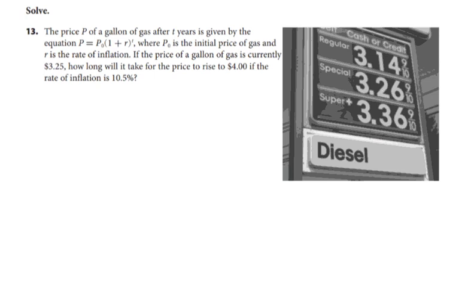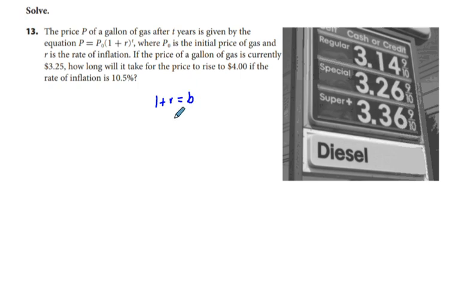Okay, next, and our last algebra problem is this one here. The price P of a gallon of gas after T years is given by this equation: P equals P sub 0 times quantity 1 plus R to the power of T, where P sub 0 is the initial price of gas. And in earlier sections in our course, you've seen this basic formula. Here our 1 plus R is what we call our base.